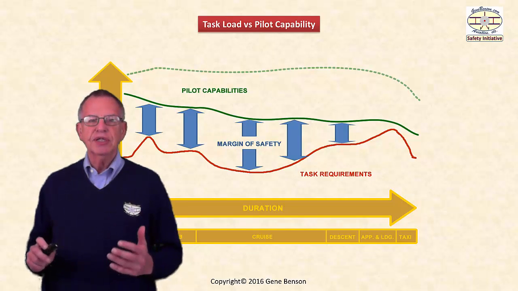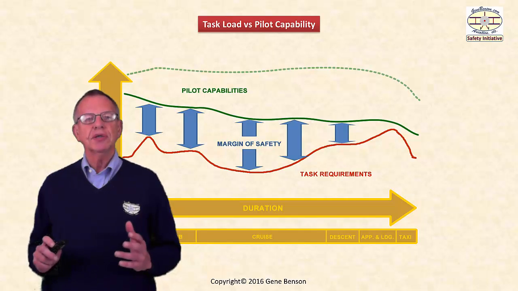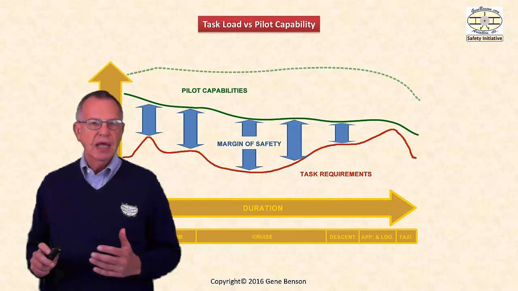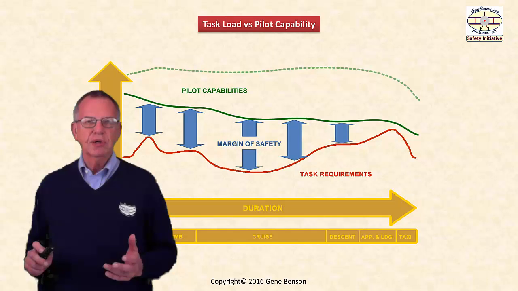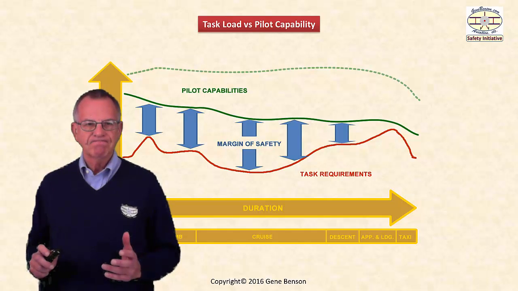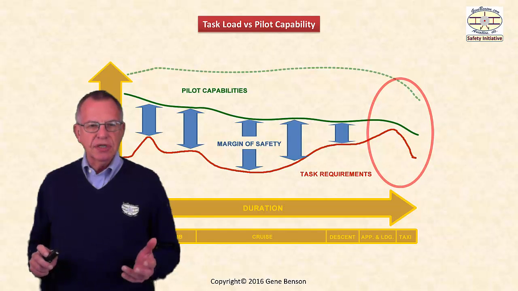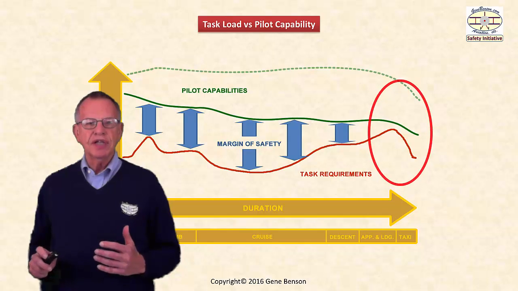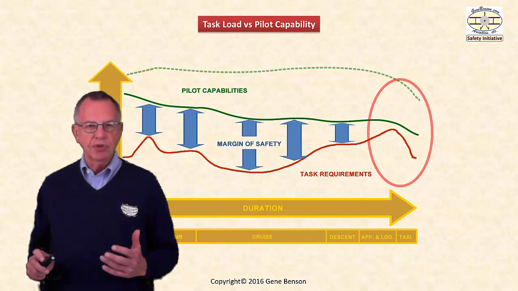Now let's see what the situation looks like if the task load remains the same, but the pilot also has a cold and perhaps took some over-the-counter cold medication. But as the flight progresses, the meds wear off and the cold symptoms return with a vengeance. As the pilot's symptoms return and his fatigue increases, his capabilities deteriorate further. Notice that the margin of safety gets pretty thin as the task load increases during the approach and landing.